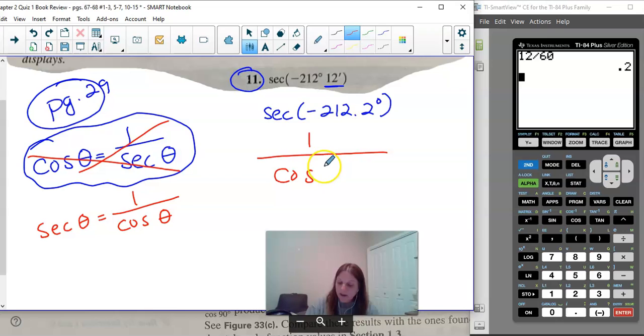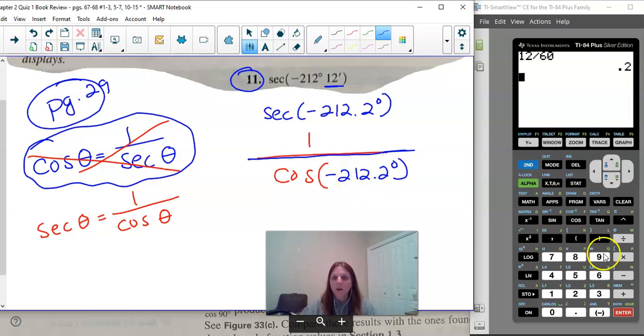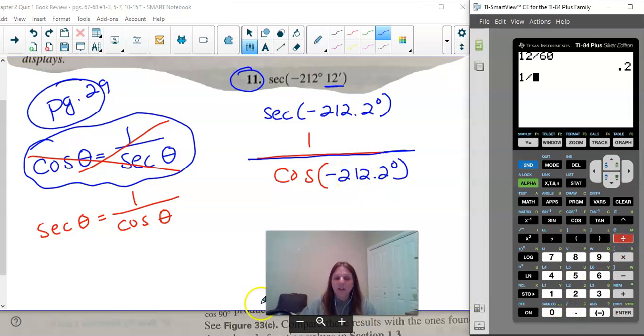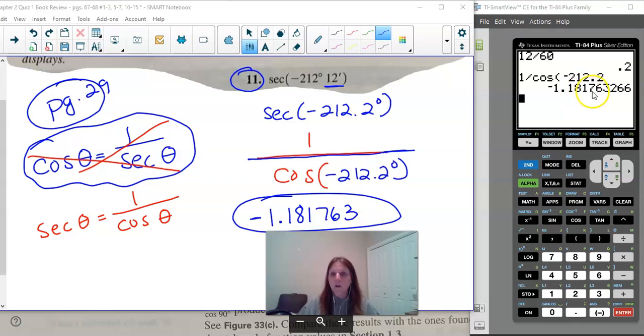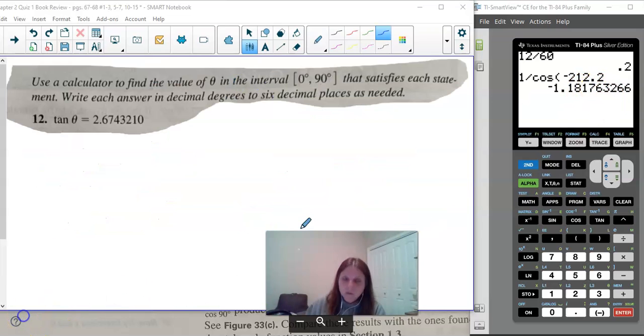And I know what theta is, so I'm going to go ahead and put it in the parentheses. You do not have to worry about coterminal angles here because we're using the calculator. So go ahead and type it in just like you see it. Please notice that I used the negative key at the bottom, not the subtract key, and I'm going to round this answer to 6 decimal places. So it's just 181,763.